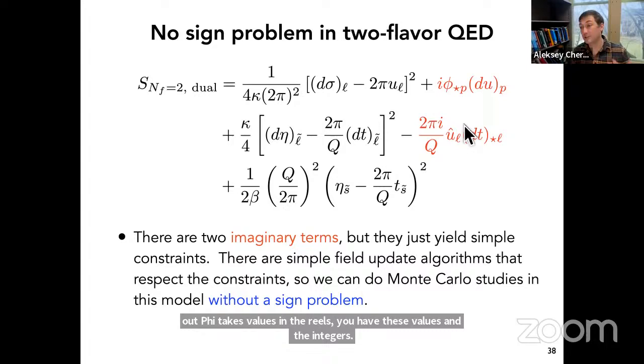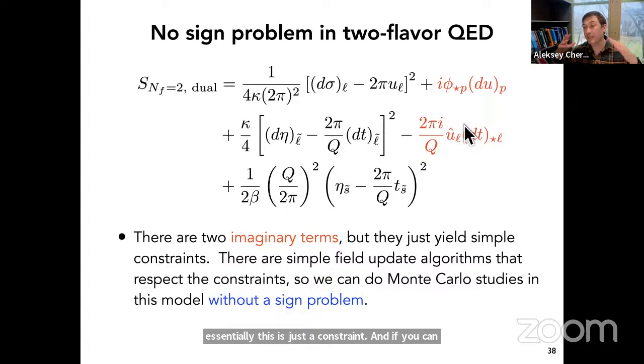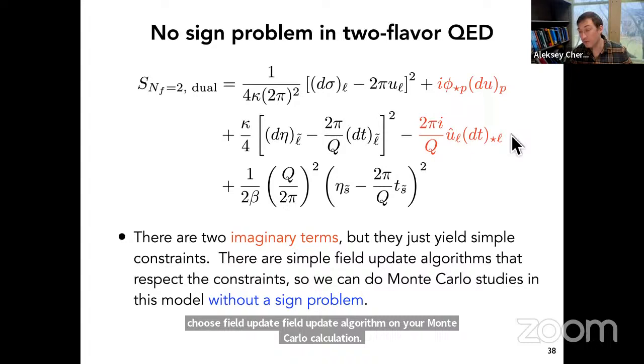And if you can choose a field update algorithm in your Monte Carlo calculation that respects that constraint, then this term will never contribute. And in that sense, you could set it to zero.